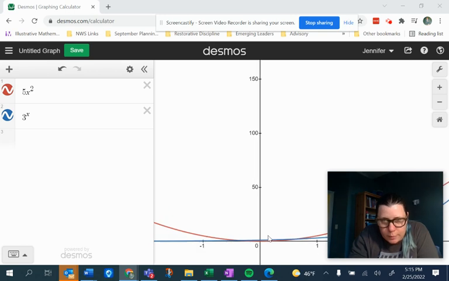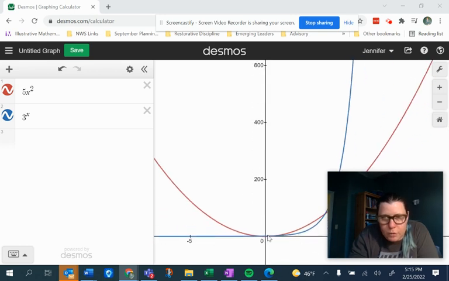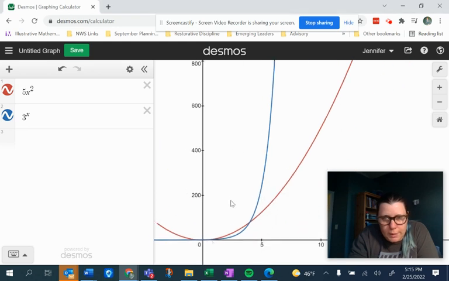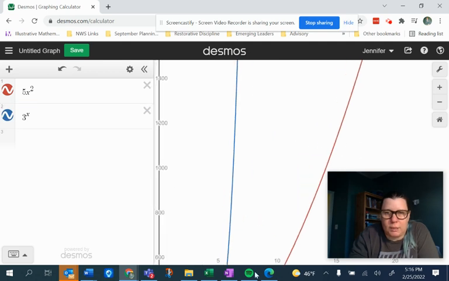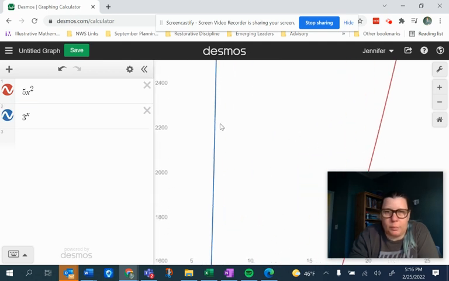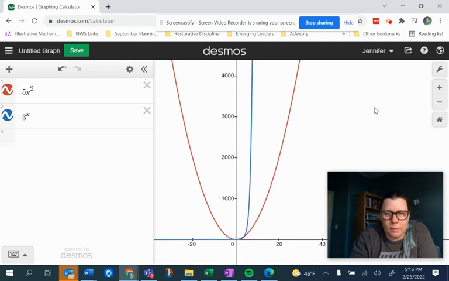It's because exponential functions are weird. But you can see that the red line, so the 5x squared, is greater than the blue line, 3 to the x, until right about here. So right about 3.9 at 4. And then after that, it gets crazy how much bigger the exponential function is. It grows a lot faster.